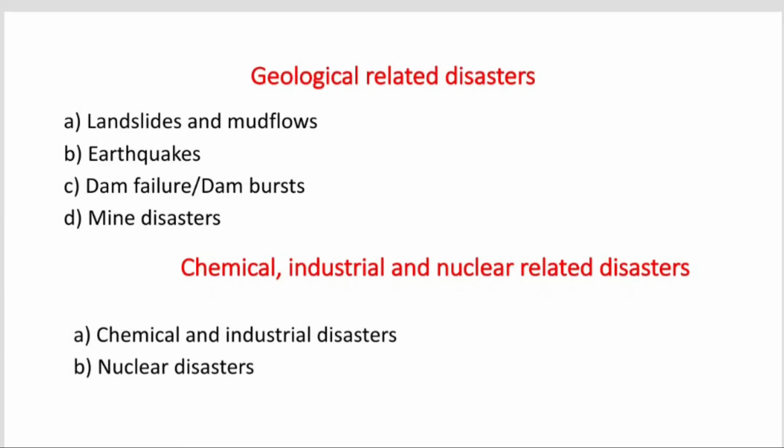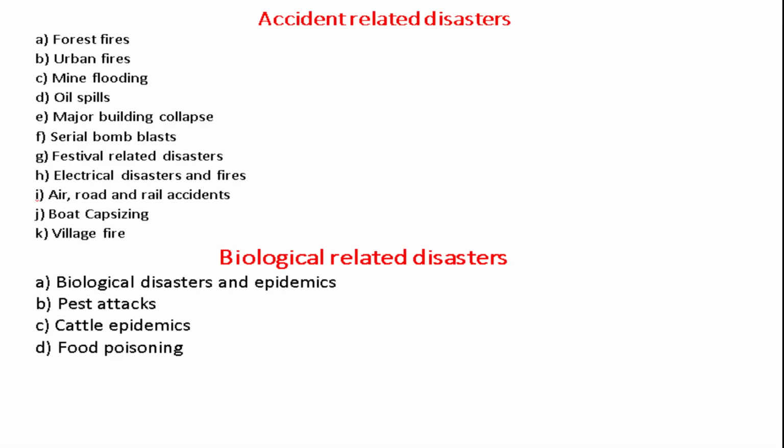Next are chemical, industrial and nuclear related disasters. It includes chemical and industrial disasters, also nuclear disasters. Next is accident related disasters. That is forest fires, urban fires, mine flooding, oil spills, major building collapse, serial bomb blasts, festival related disasters, electrical disasters and fires, air, road and rail accidents, boat capsizing, and village fire.